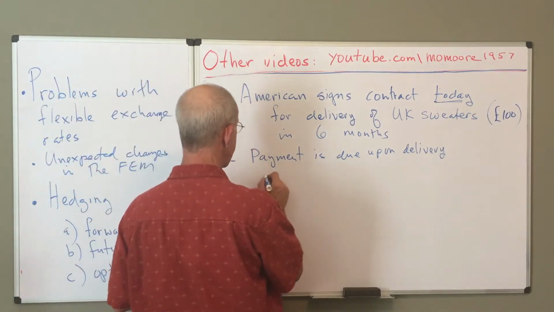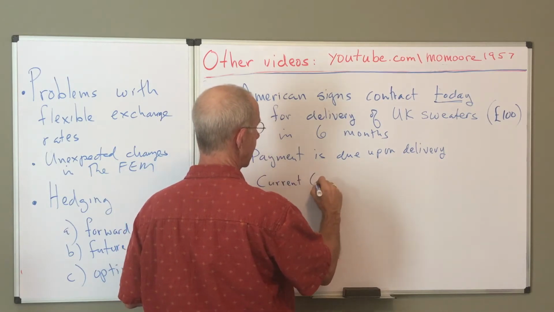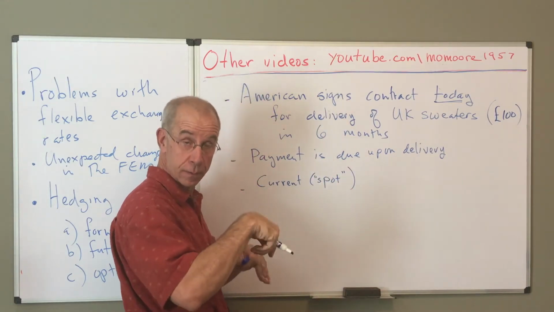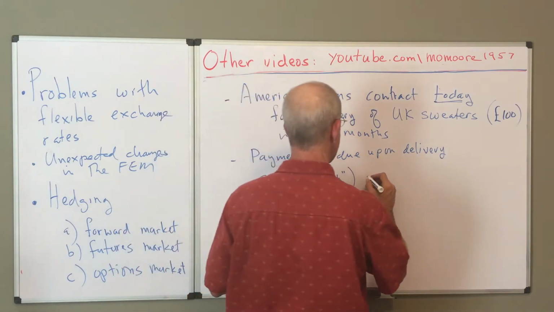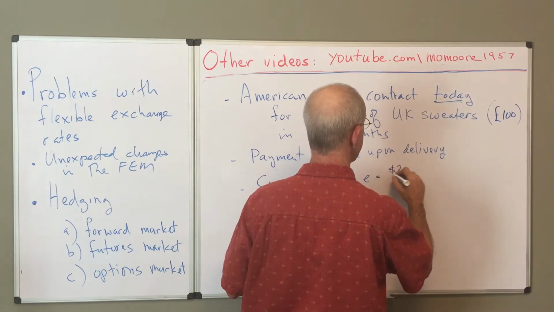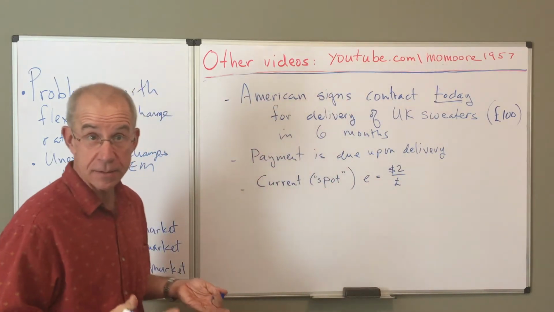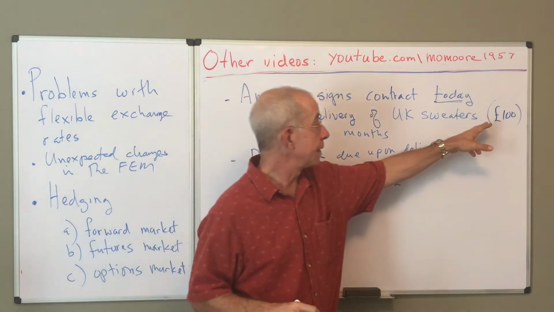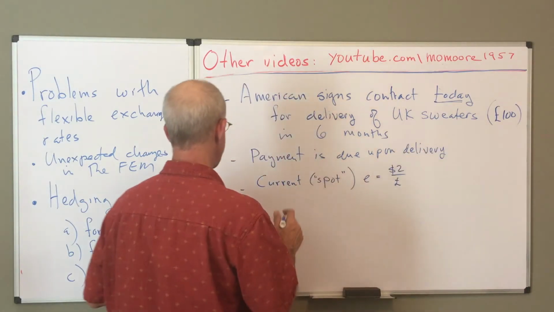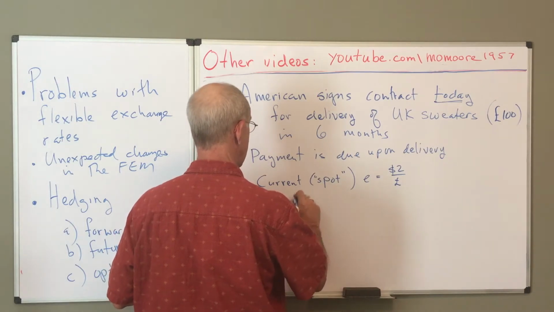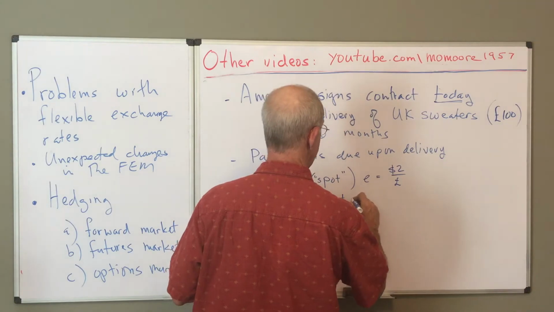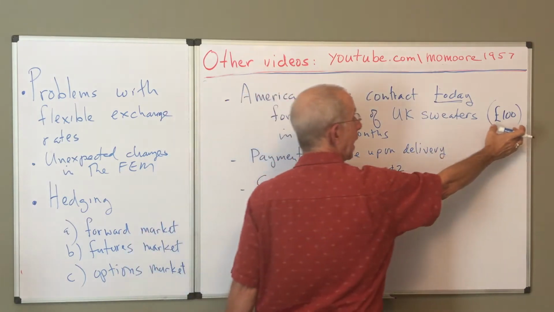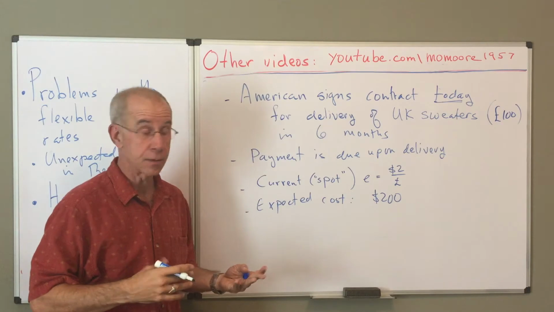Now, if the current exchange rate, and I'm going to introduce for the first time a concept called the spot rate, which is really the current exchange rate. Let's say that the current exchange rate is $2 per pound. So the retailer makes decisions about whether or not this is a profitable decision based on this exchange rate, this price that he or she has to pay, so that the expected cost of making this transaction is going to be $200. That's taking this exchange rate and that amount and converting it to dollars.